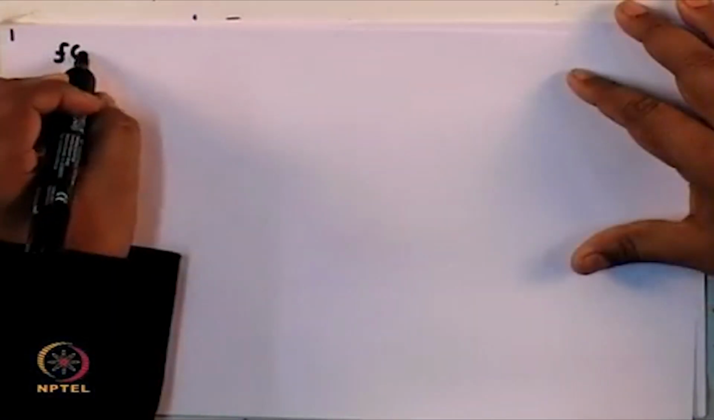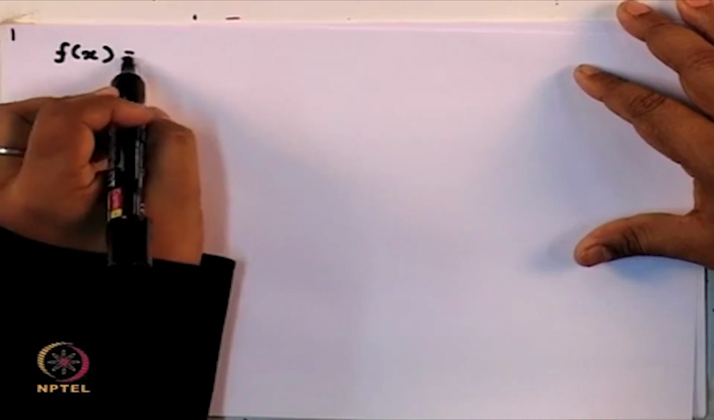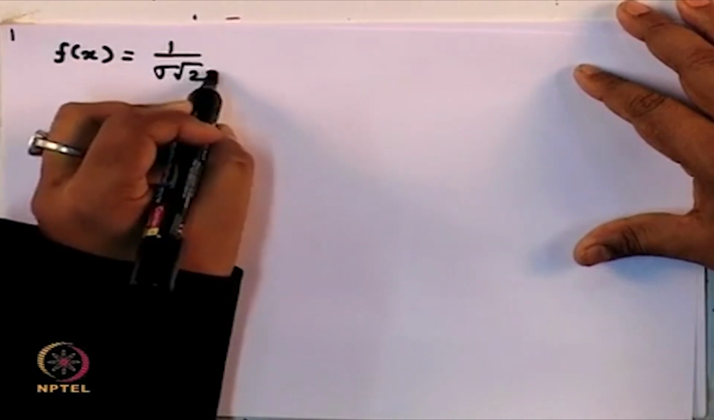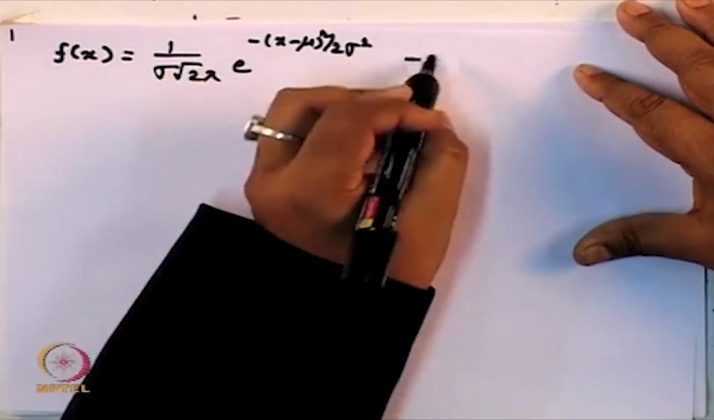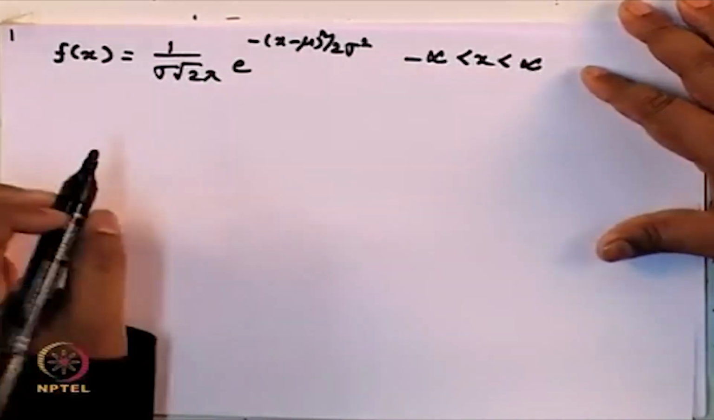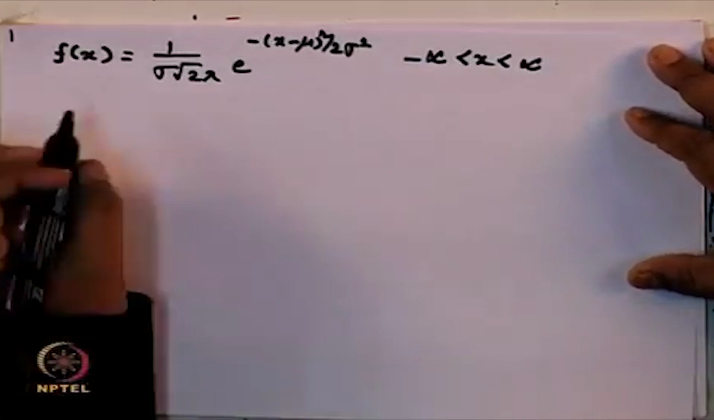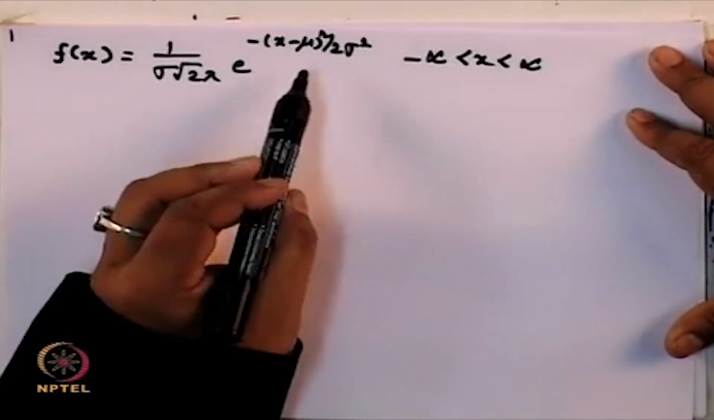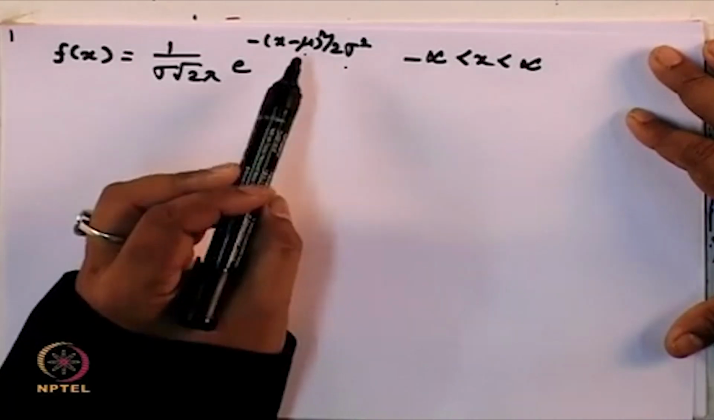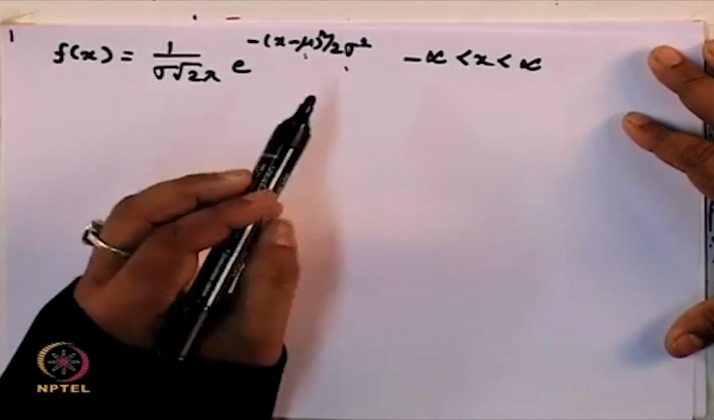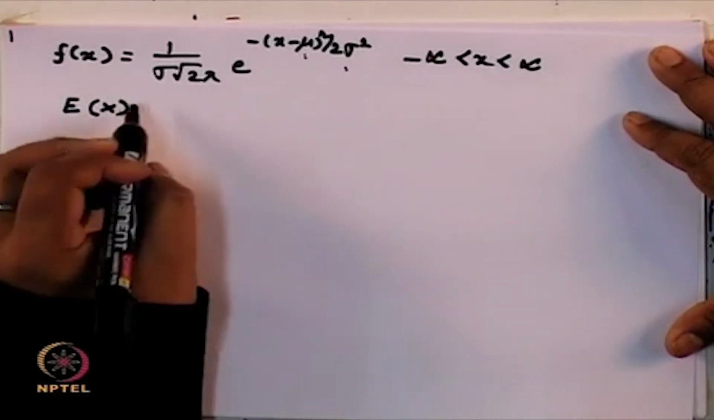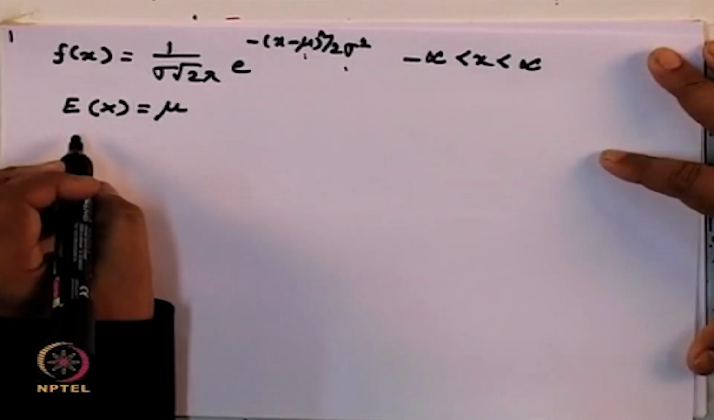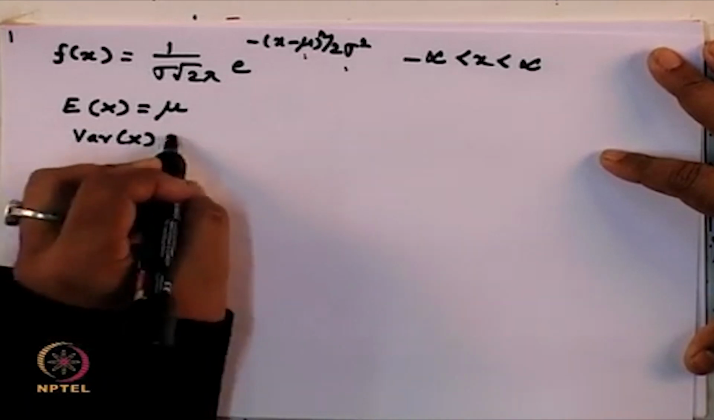For a normal distribution, your probability density function f(x) has the expression 1 by sigma root 2 pi exponential of minus (x minus mu) whole square by 2 sigma square, where x can have any values between minus and plus infinity. So, as you see, there are two parameters in this normal distribution probability density function, mu and sigma. We had derived that for a normal random variable, expectation of x turns out to be mu and the variance of x comes out to be sigma square.